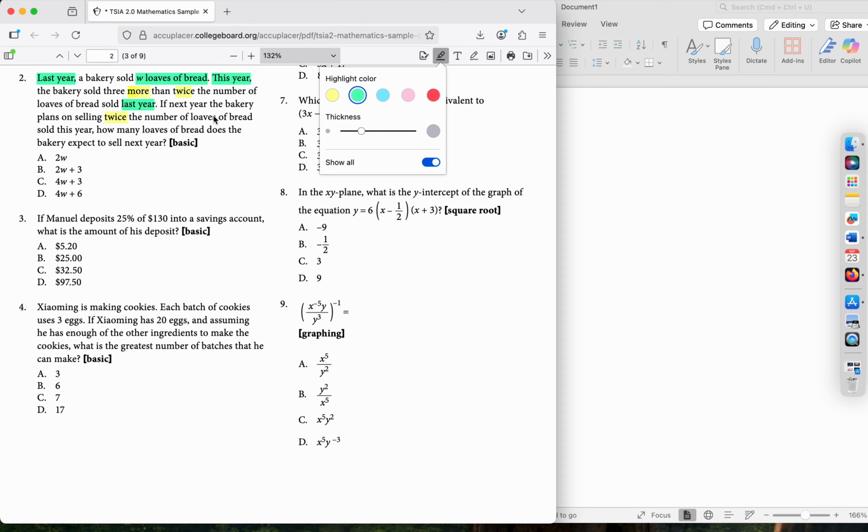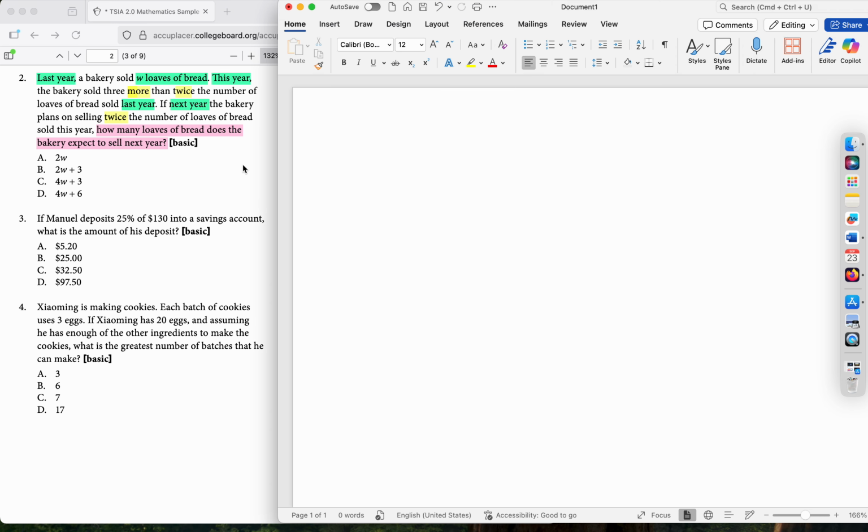If next year, the bakery plans on selling twice the number of loaves of bread sold this year, how many loaves of bread does the bakery expect to sell next year? And so that's what we're solving for, right? How many loaves of bread does the bakery expect to sell next year? Well, let's look over here. We have last year, right?